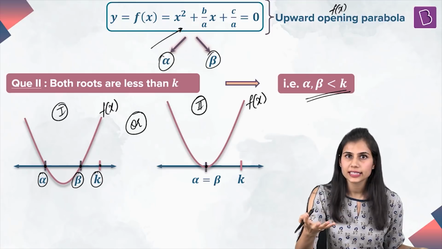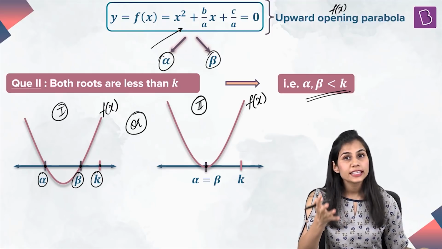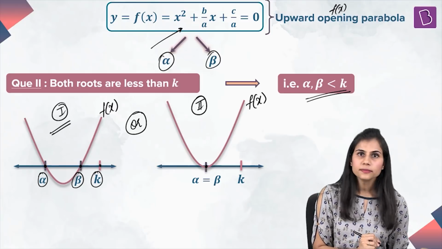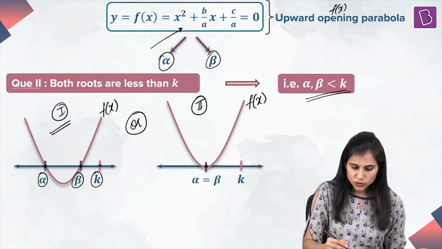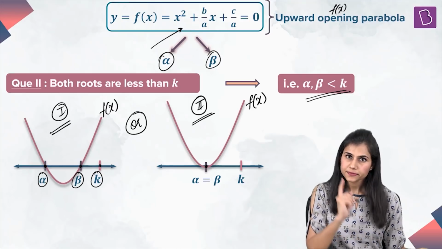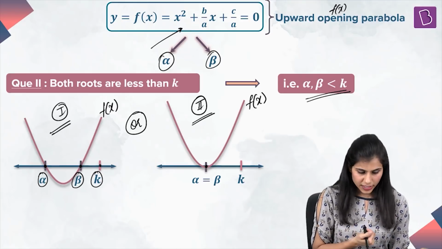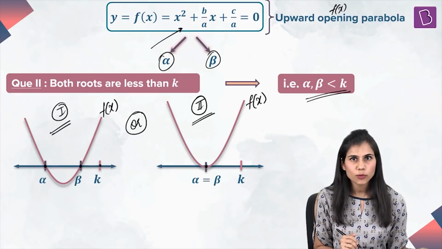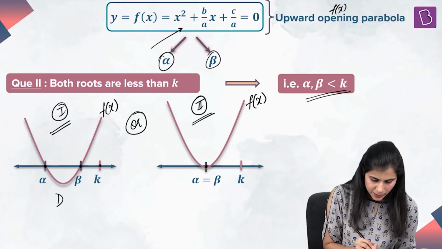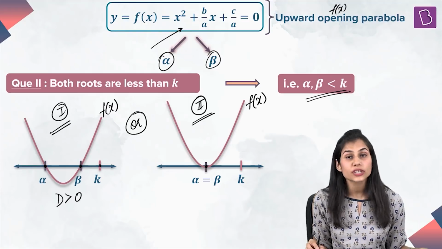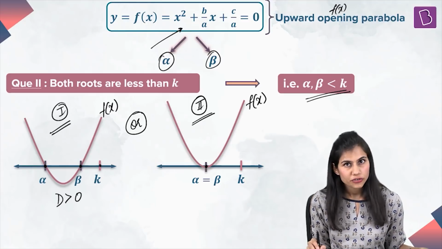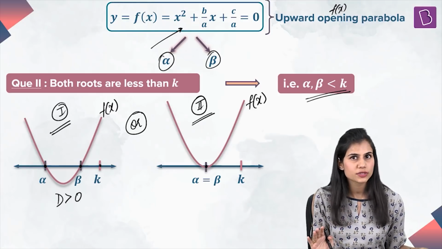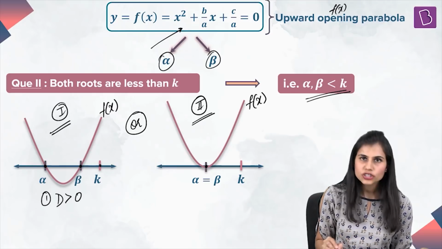I want a mathematical answer. That means now I will be deriving the conditions which give me the first figure, and I will also be deriving the conditions which will give me the second figure. Let's start. In the first figure, you have an upward opening parabola intersecting the x-axis at two distinct points. That means the discriminant of f of x equal to 0 is strictly greater than 0. D greater than 0 ensures that the quadratic equation has two distinct real roots alpha and beta. So this is the first condition.